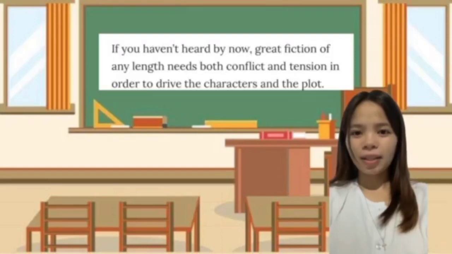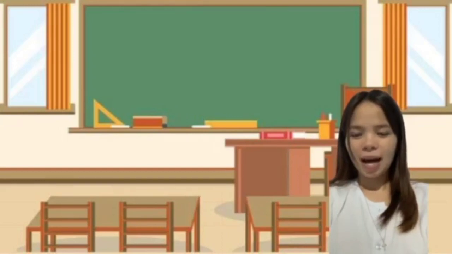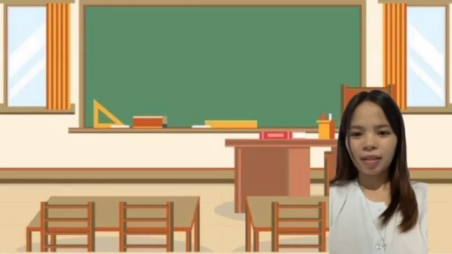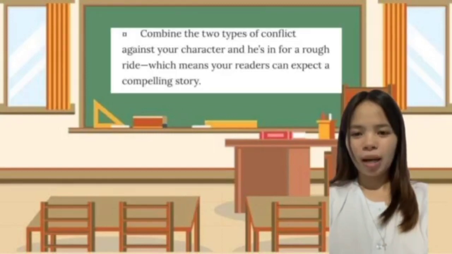If you haven't heard by now, great fiction of any length needs both conflict and tension in order to drive the characters and the plot. Here's how. In general, conflict means that something opposes your character. Combine the 2 types of conflicts against your character and he's in for a rough ride, which means your readers can expect a compelling story.